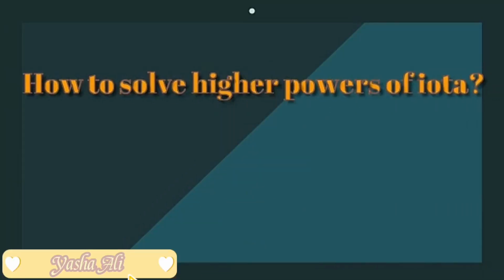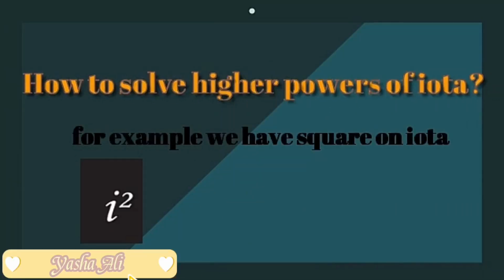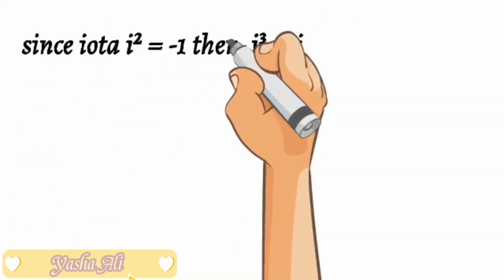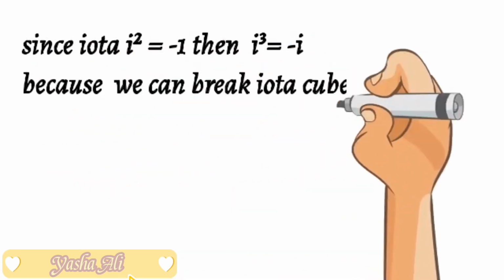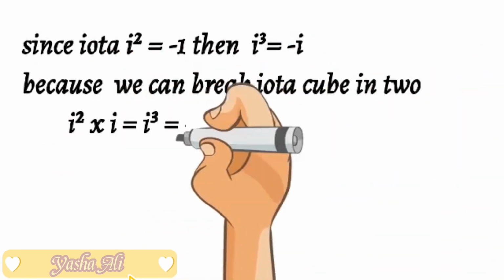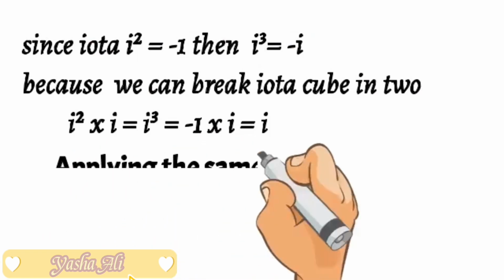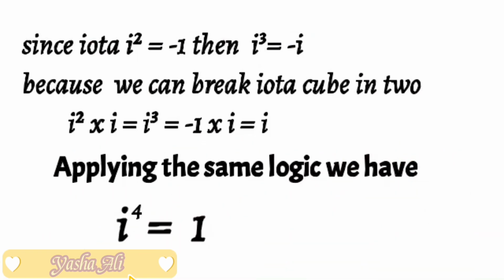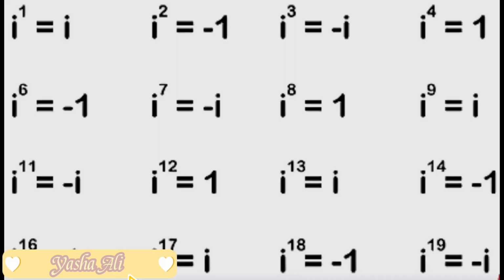How to solve higher powers of iota? For example, we have iota square. We know that iota is equal to radical minus 1. So when we take the square of radical minus 1, the square and the radical get cancelled and we have just minus 1. Since iota square is minus 1, then iota cube would be minus iota, because we can break iota cube into two parts. Applying the same logic, we have iota power 4 is equal to 1. Now take a look at this table in the next slide.